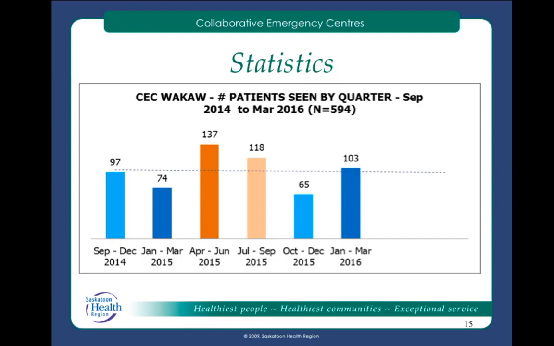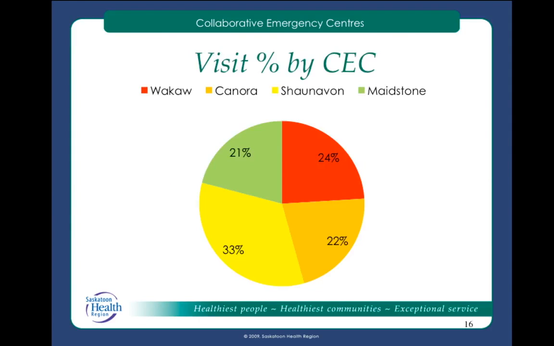And this slide just shows you a comparison. I said there was 5 CECs. Spiritwood is the 5th one, but they're 2 new. We don't have their data to share with you yet. But Kenora, Shaunavon, and Maidstone have been operating, and that just gives you a representation of how many visits are going to each site, and it's fairly equal, but Shaunavon does see a little bit more.